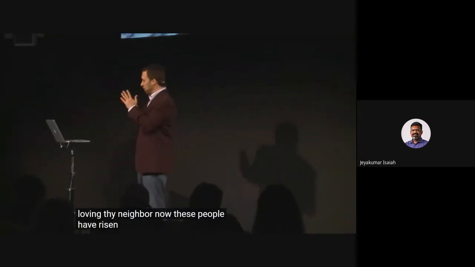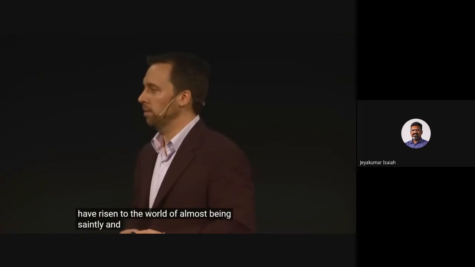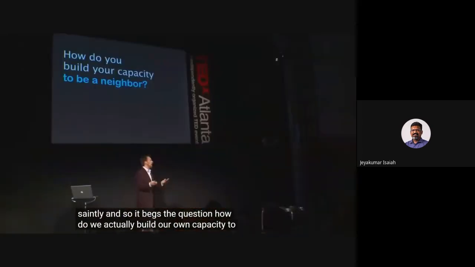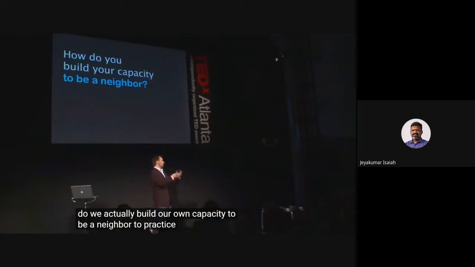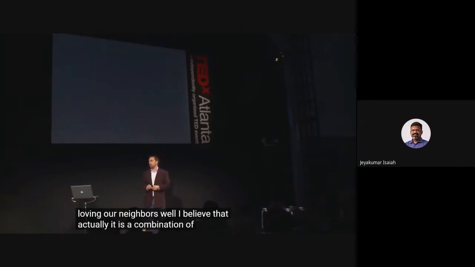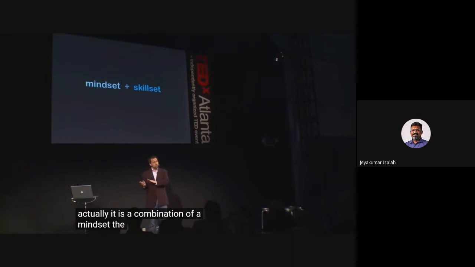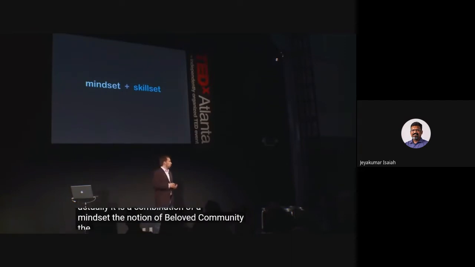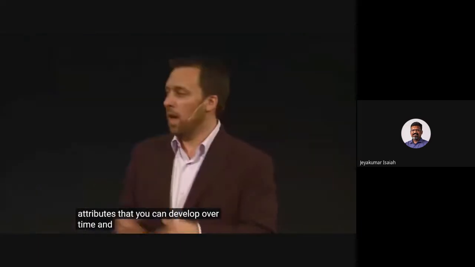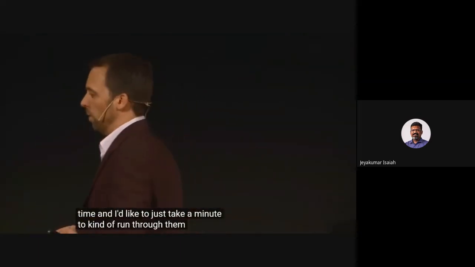Now, these people have risen to the world of almost being saintly. And so it begs the question, how do we actually build our own capacity to be a neighbor, to practice this notion of loving our neighbors? Well, I believe that actually it is a combination of a mindset, the notion of beloved community, the notion of loving thy neighbor, living near their home base, and a certain skill set, that there actually are a few attributes that you can develop over time. And I'd like to just take a minute to run through them.